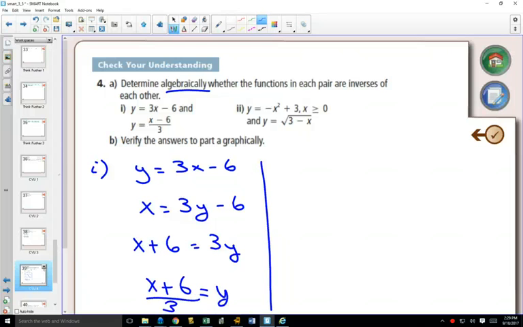and whatever we get in the end, and we might have to simplify or rearrange things, but you want to check, is that the same as the other equation? So we got y equals x plus 6 divided by 3. They suggested y equals x minus 6 divided by 3. Do they match? No. So they are not inverses of each other.